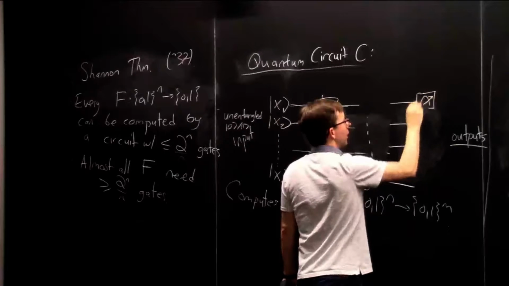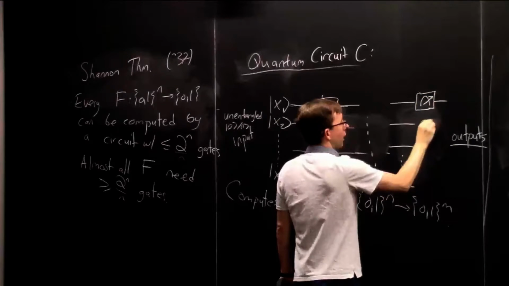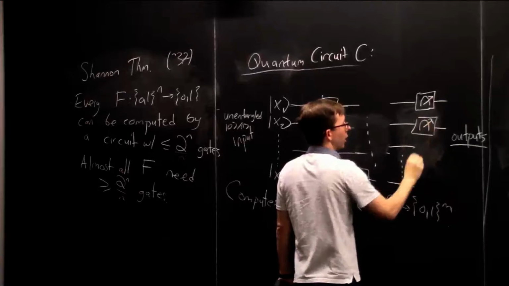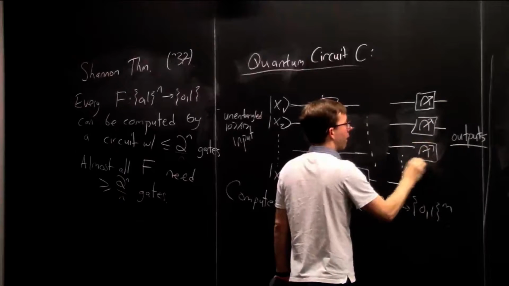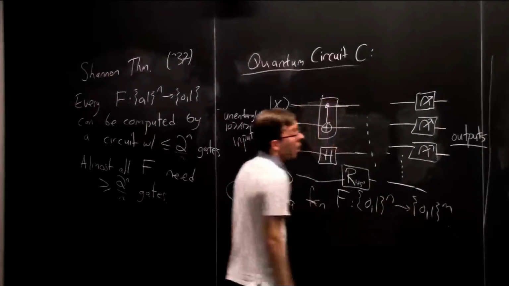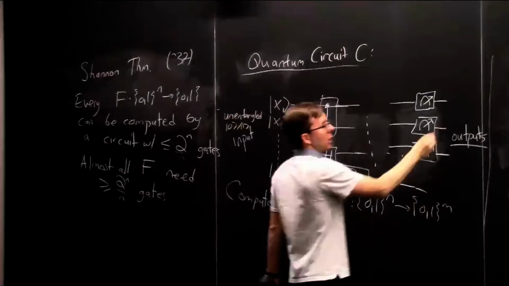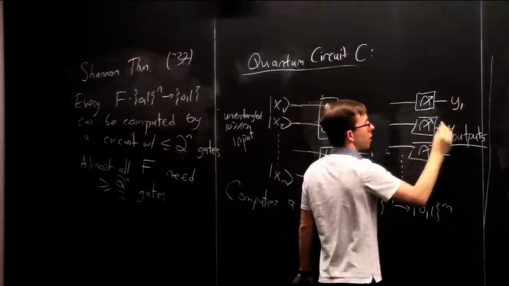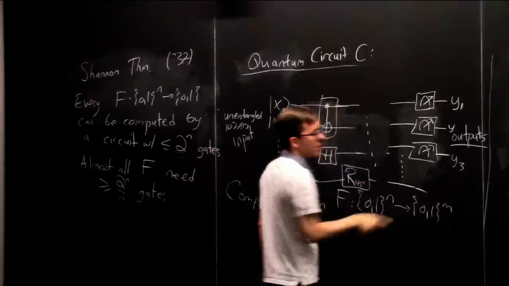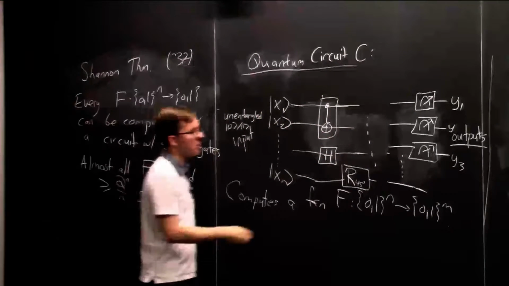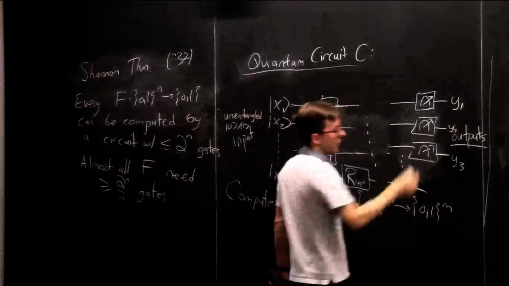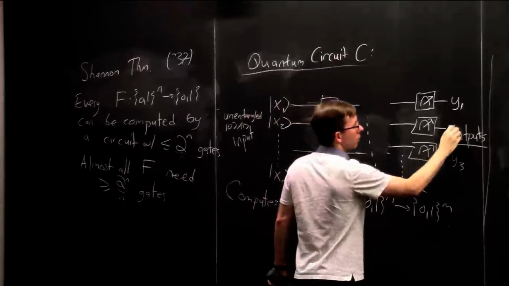So I'll draw these measurement gates, if you will. And we'll assume that these are measuring in the standard 0-1 basis. Okay, and these read out classical information. Maybe in this picture I've measured 3 of them, y1, y2, y3. That's if m is 3 and I'm trying to compute a 3-bit function. So you can measure some or all of them.